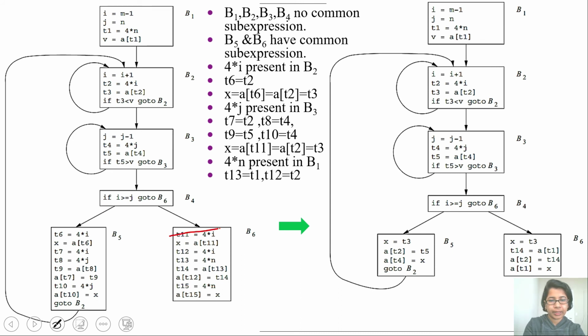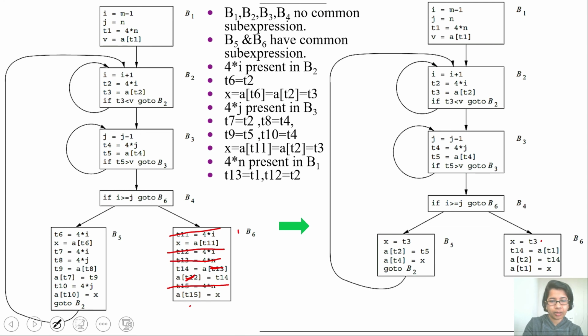So we remove the first statement. Then X equal to A of T13, so rather than array of T13 we write T3. Next we remove the statement T12 equal to 4 multiplication I. Then T14 equal to A of T13, here we write T1. Then A of T12 equal to T14, here in place of T12 we write T2. Then we remove this statement as it is the same as T1. Next, A of T1 equal to X. So we remove 4 statements from this.